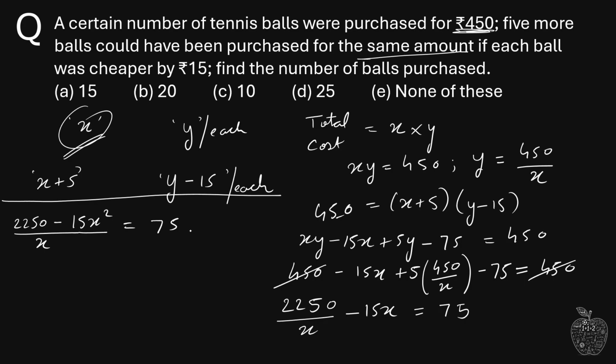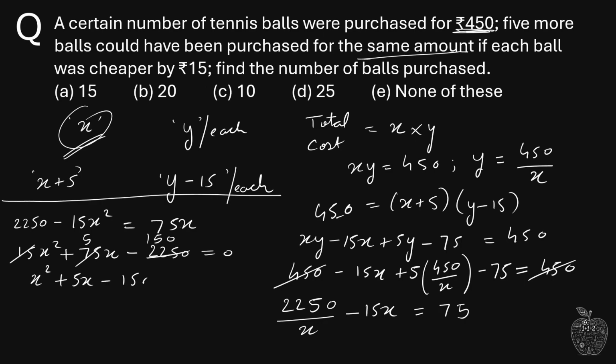Now this X will go on the other side and get multiplied with 75, so it will become 75X. Now let's take everything on one side. So I'll take this portion on the right hand side and get 15X square plus 75X minus 2250 is equal to 0. This can be simplified by 15. 15 ones are 15, 15 fives are 75, and 15 times 150 is 2250. So finally we are left with X square plus 5X minus 150 is equal to 0.